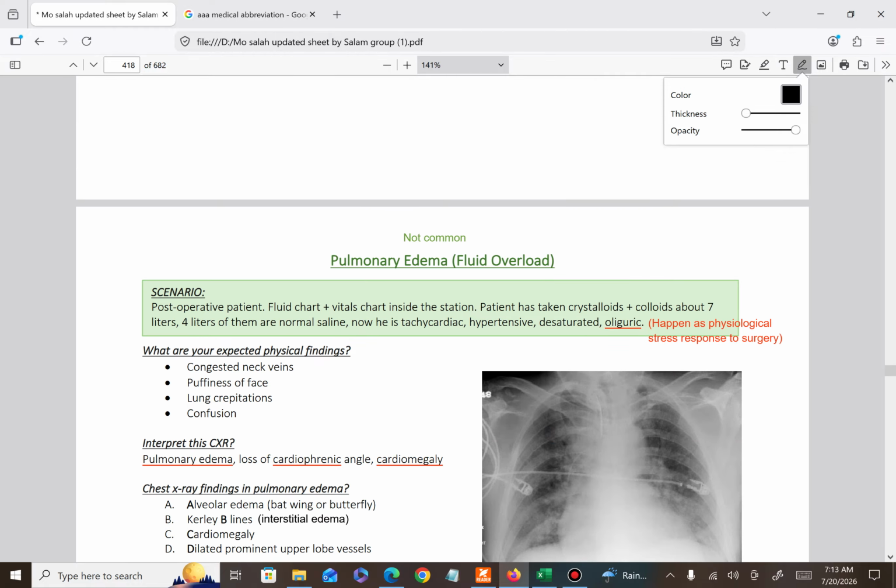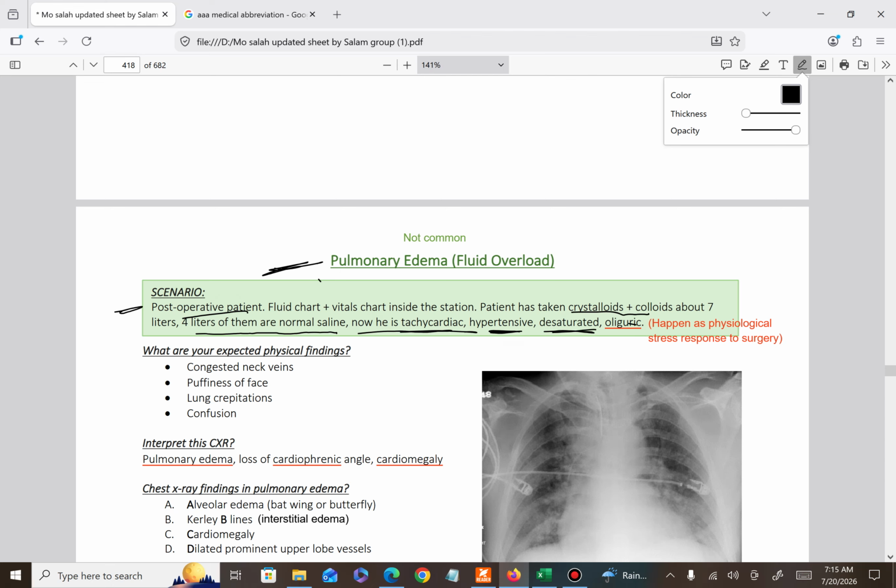Then the next station is of pulmonary edema or fluid overload. Okay, so let's discuss its scenario. Post-operative patient, fluid chart plus vital chart inside the station. Patient has taken crystalloids plus colloids, about 7 liters, 4 liters of them are normal saline. Now he is tachycardic, hypertensive, and desaturated, oliguric.